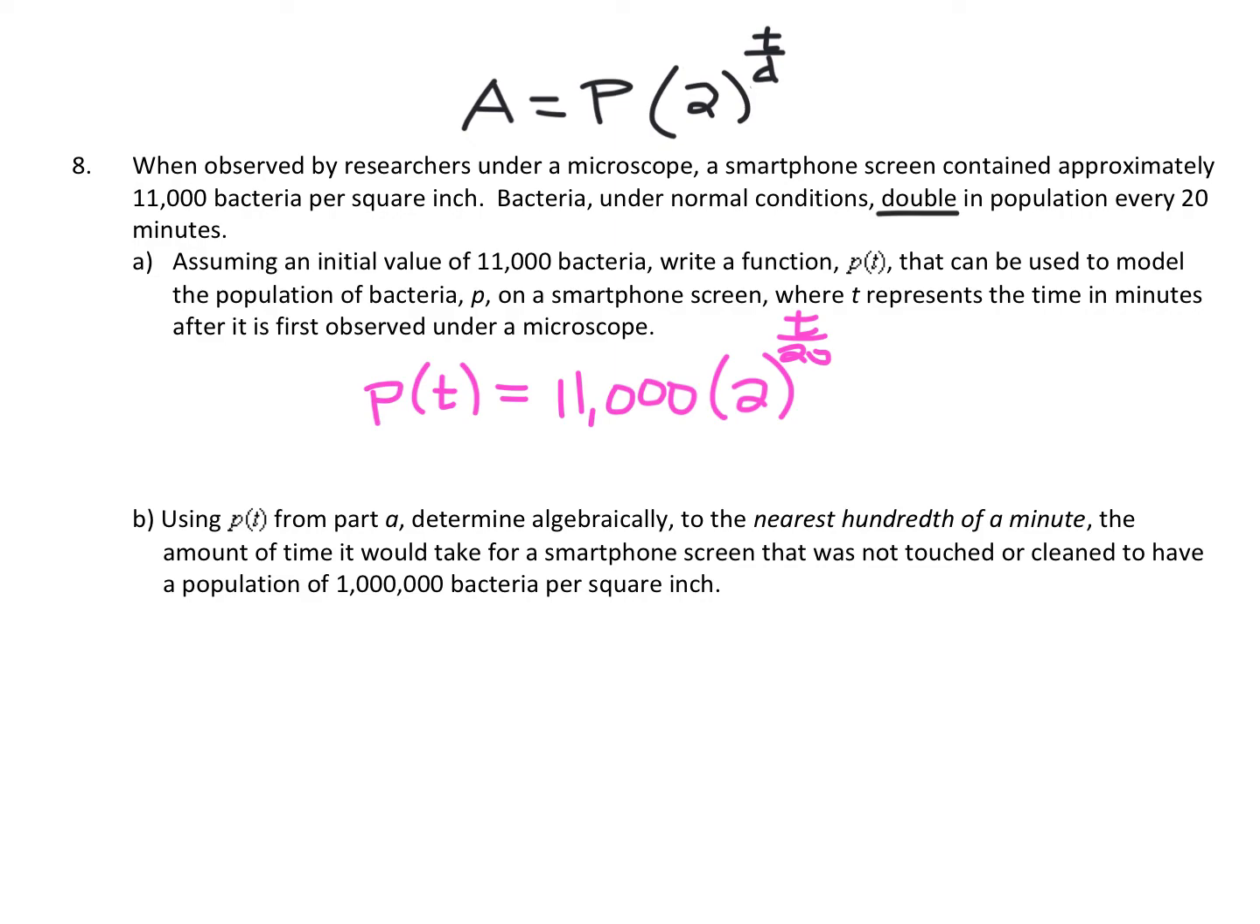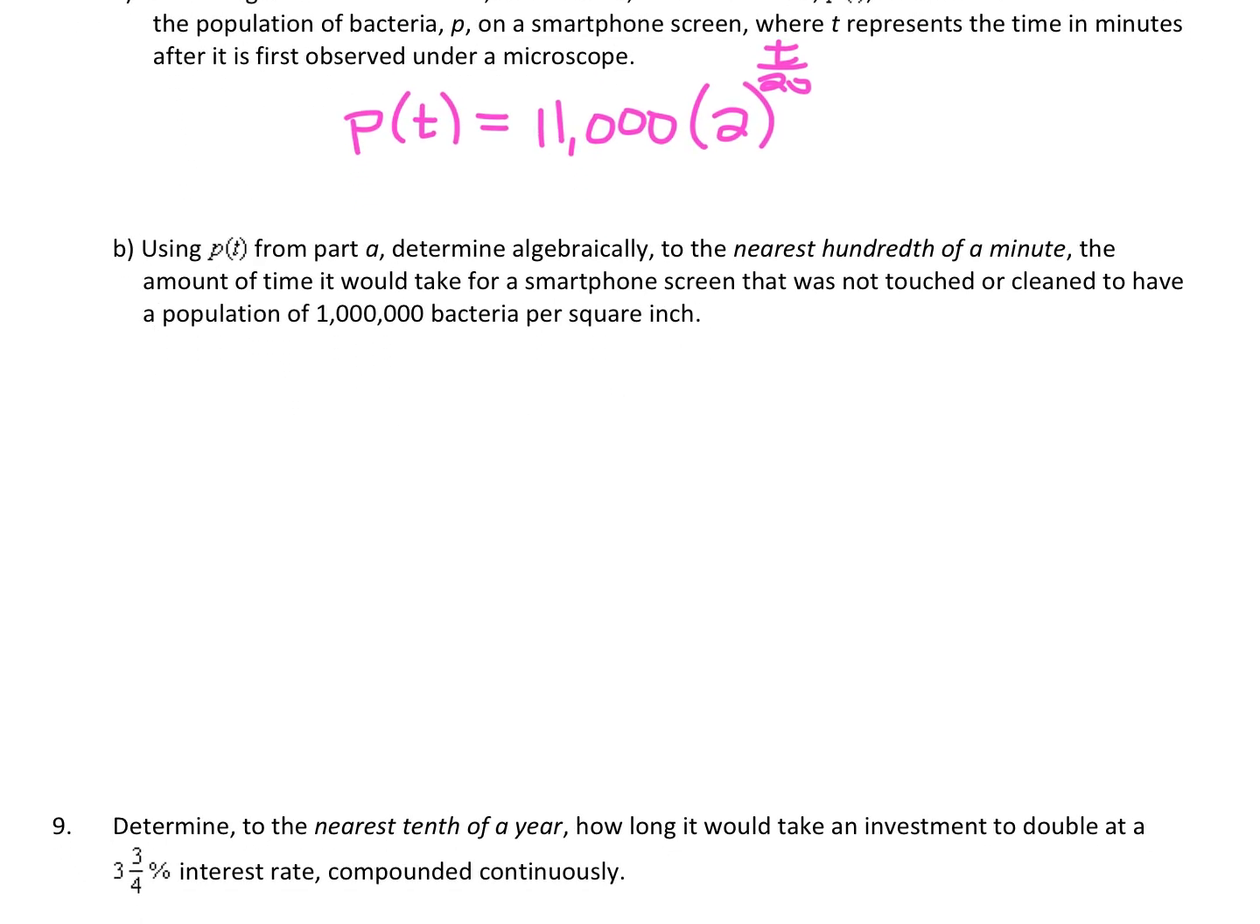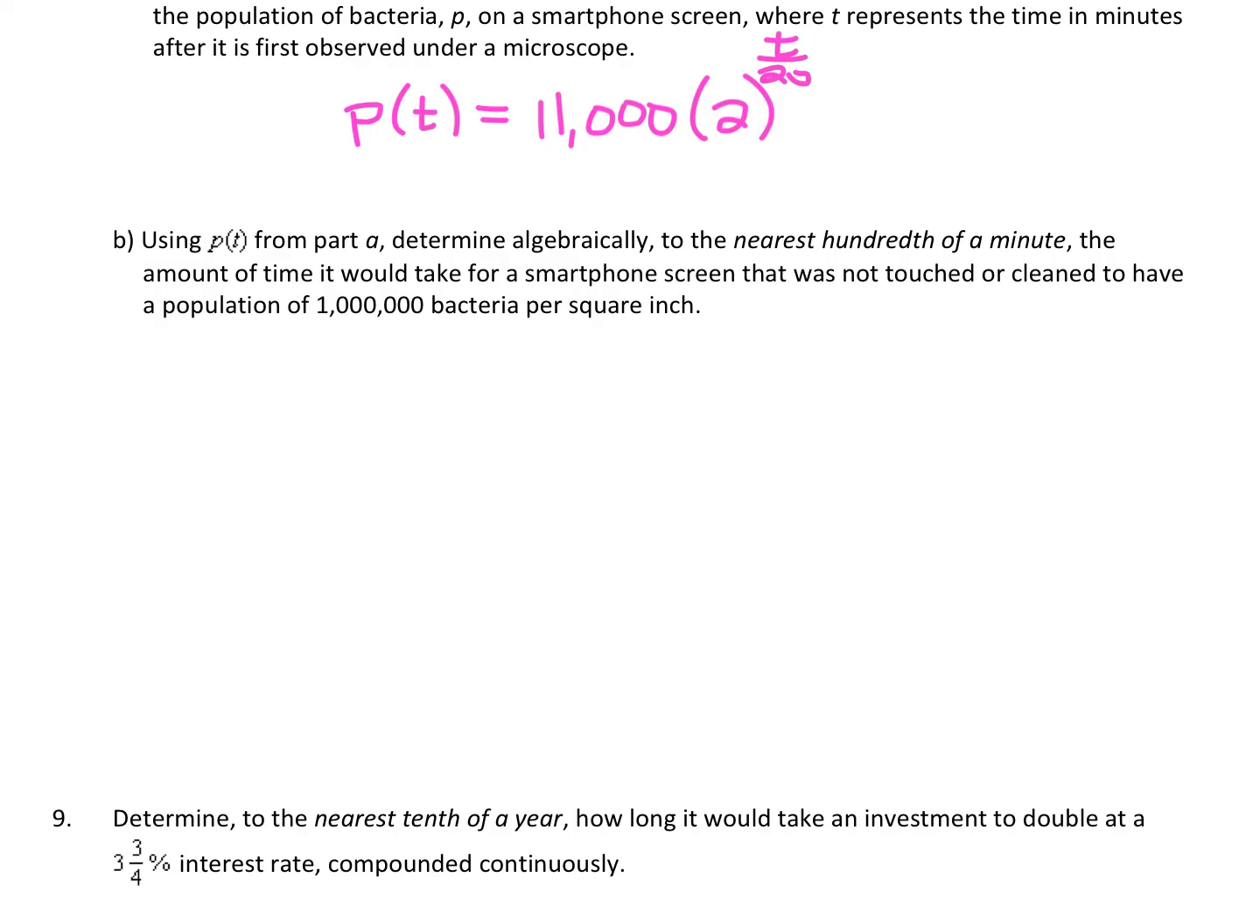Now in part B, it says using p of t from part A, so using this, determine algebraically to the nearest hundredth of a minute. I'm going to underline that. We don't want to lose points for rounding incorrectly, right? The amount of time it would take for a smartphone screen that was not touched or cleaned to have a population of 1 million bacteria. Okay, they want to know how long, right? So we're looking for the time. Will it take for it to reach this population? So we could plug in 1 million for p of t.